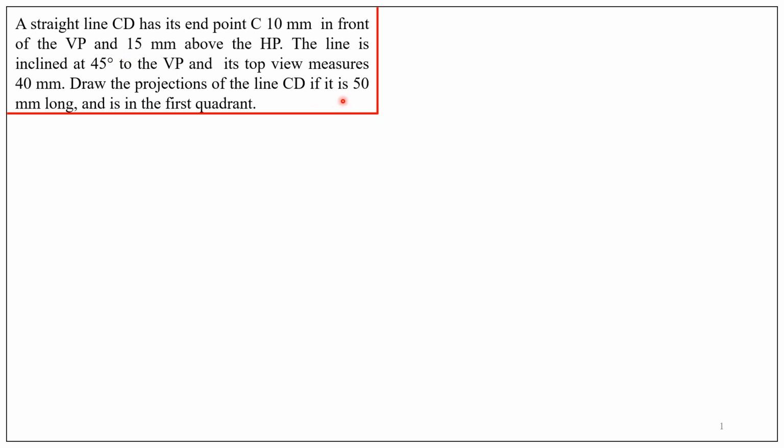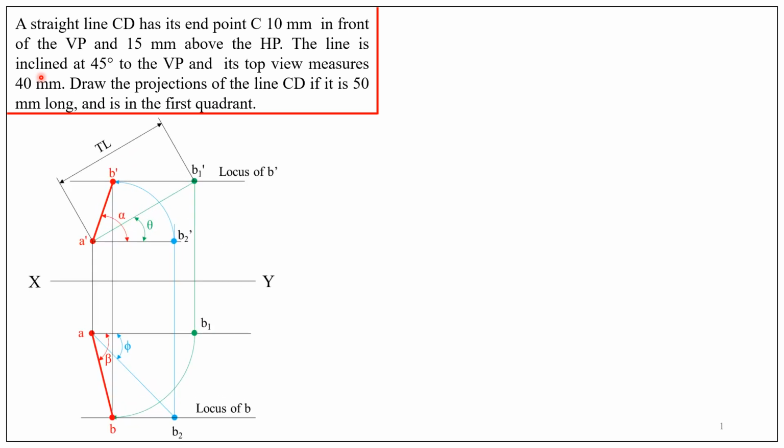Because the true length of the line is 50 millimeters and the top view measures only 40 millimeters. Top view is less than the true length. Therefore, the line must be inclined to the horizontal plane. In general, the projection of a straight line inclined to both the planes looks like this. So referring to this sketch, we need to draw the projections of the line CD.